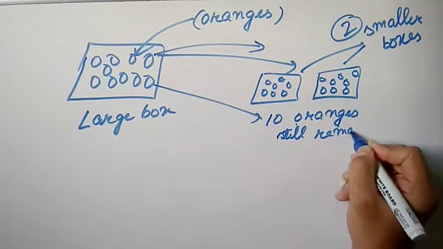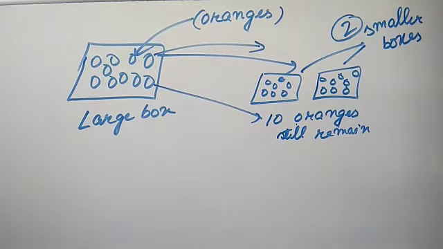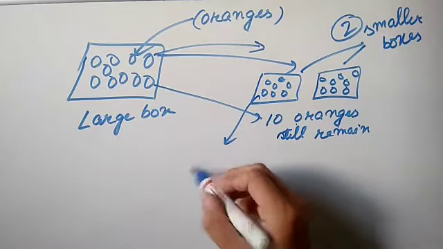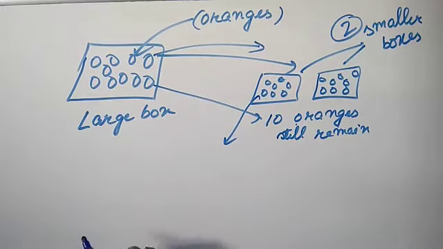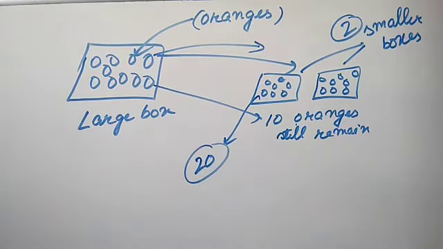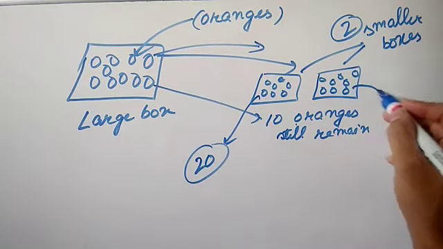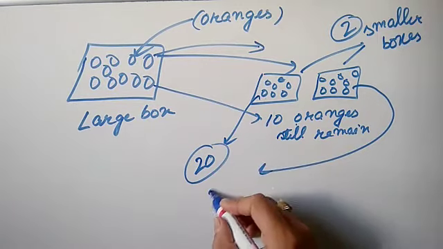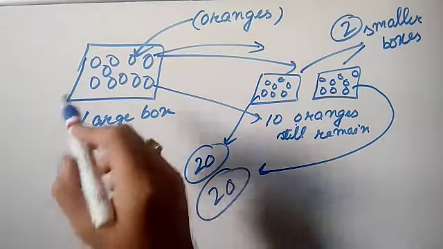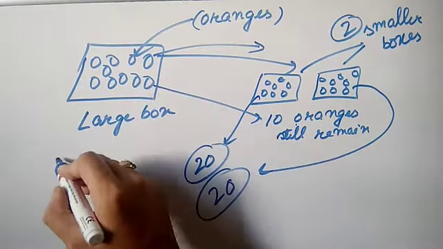Right? So, let us assume that the number of oranges in one small box is, let's say, 20. Then inside this other small box there must also be 20 oranges, right? So what will be the total number of oranges in this large box?